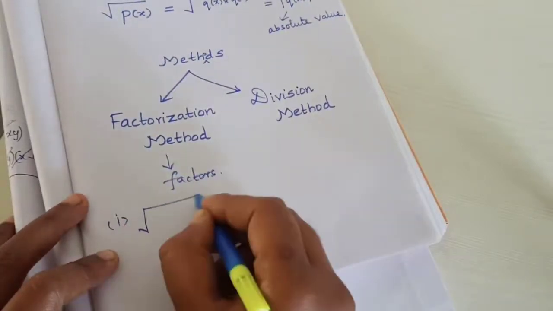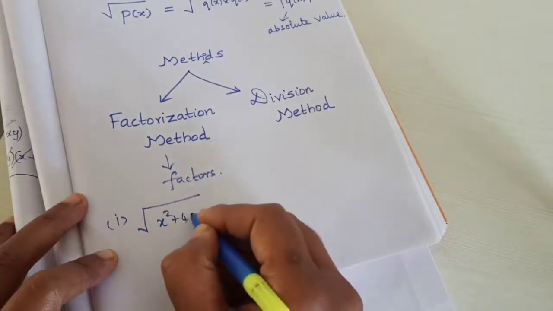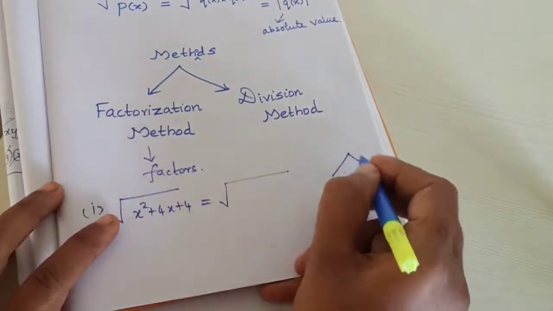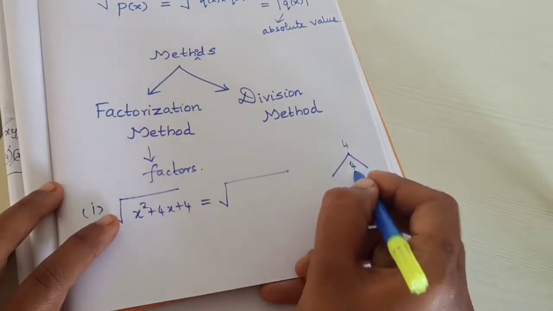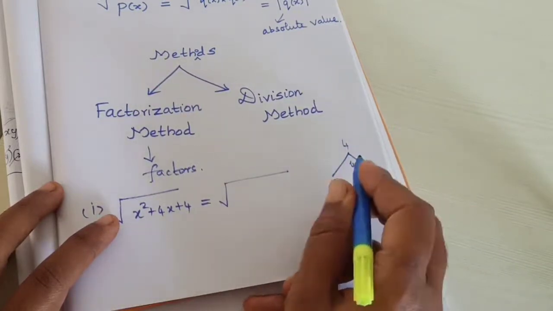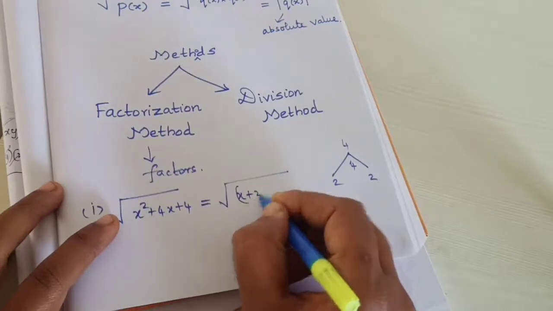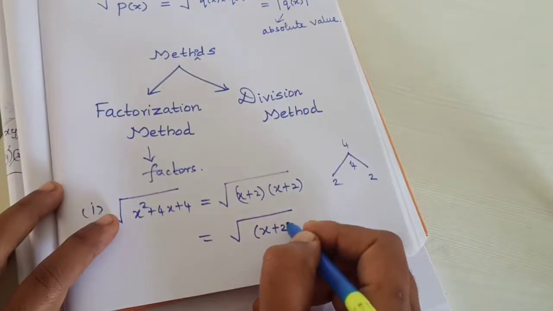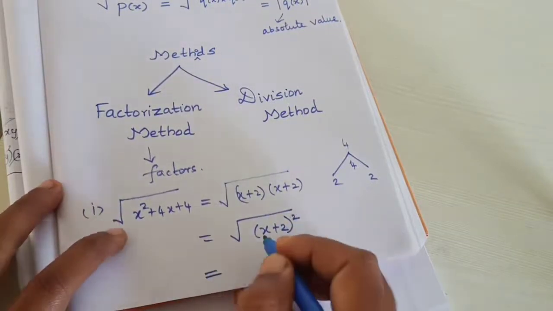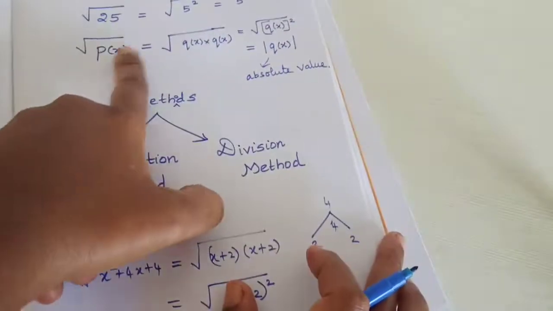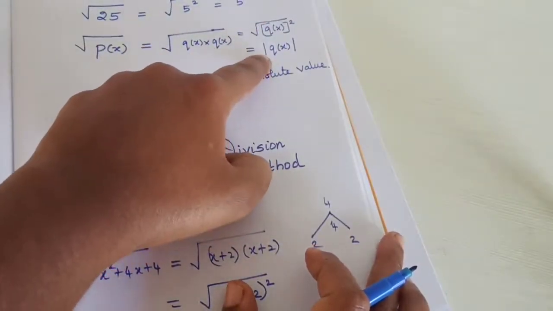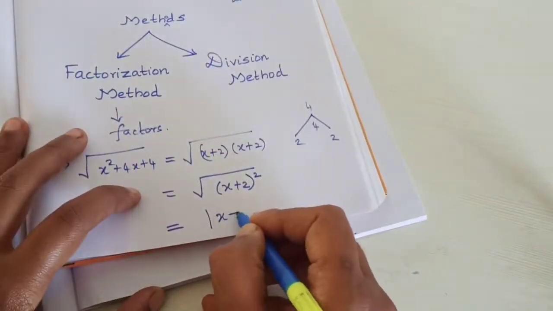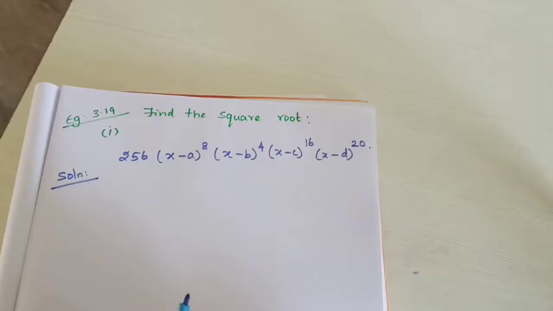Sometimes, for example, square root of x square plus 4x plus 4. How will you factor this? The multiplication factor is 4 and the addition factor is 4. 2 twos are 4 and 2 plus 2 is 4, correct. So, x plus 2 into x plus 2. Then square root of x plus 2, how many times? 2 times. Square and root get cancelled. And for rational expressions, you need to write inside the modulus, that means absolute value. So, what is the answer here? Modulus of x plus 2.